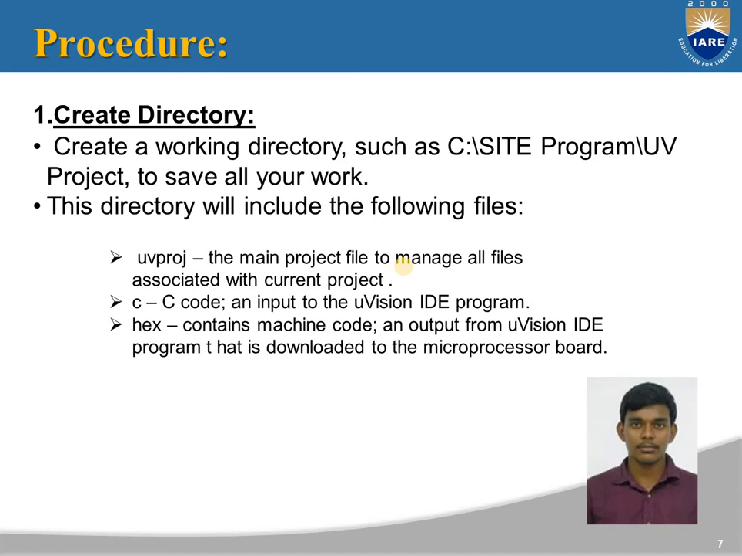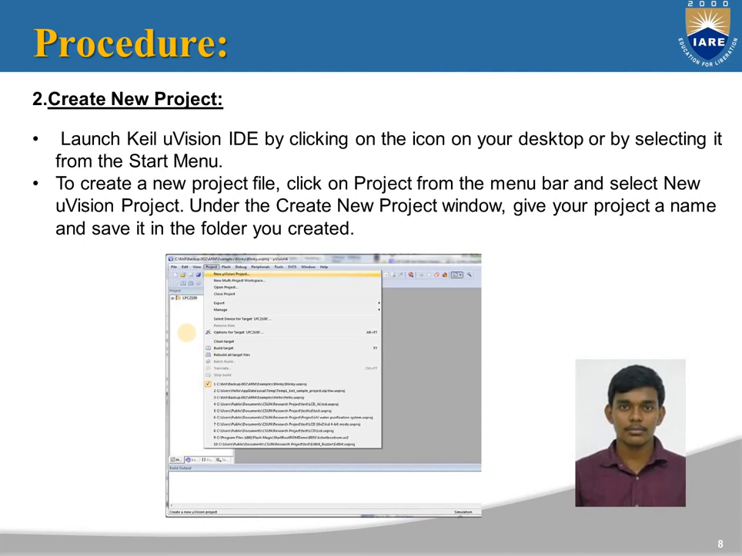There are different types of dictionaries like uVision project, C code, and hex. These define the type of file. Like if there is a video, there are different types of files like avi, mp4, etc. In a similar way, we have these different types of dictionary files. And next, this is how we create a new project. First we have to launch Keil uVision IDE. It may be uVision 4 or uVision 3 or anything else. The process will be the same.